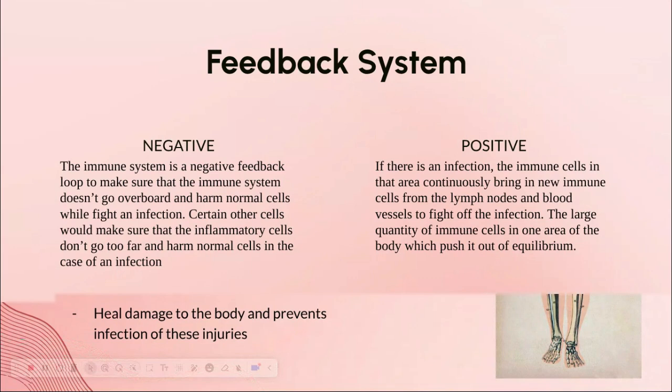However, certain other cells would make sure that inflammatory cells don't go too far and harm normal cells. It could also be a positive feedback system because if there is an infection, the immune cells in that area continuously bring in new immune cells to deal with the infection, which pushes it out of equilibrium.